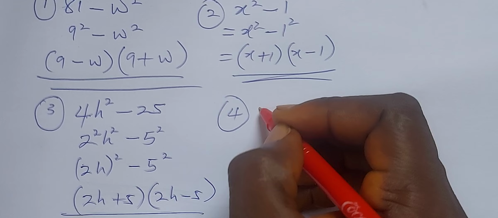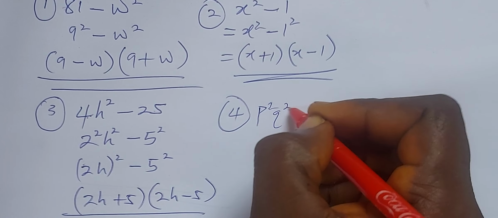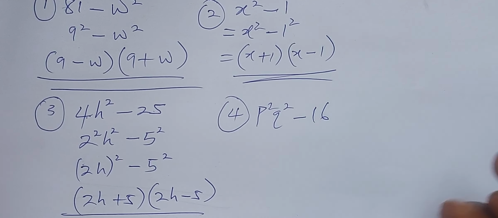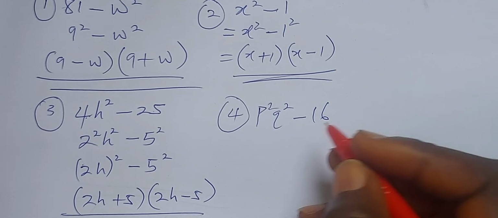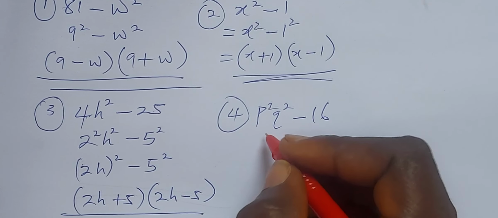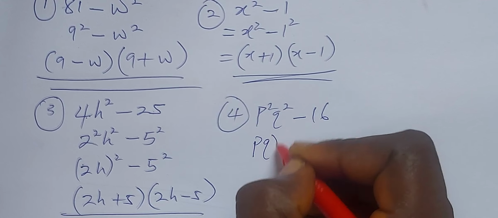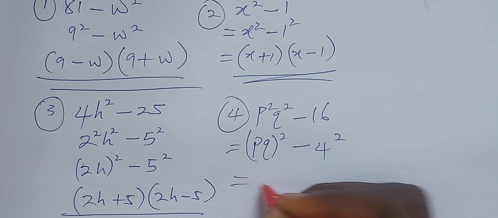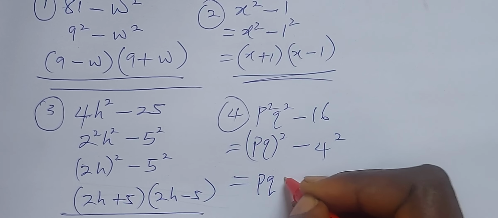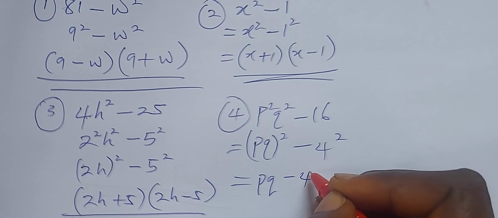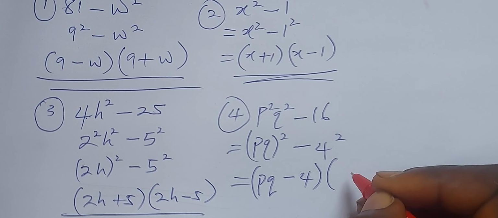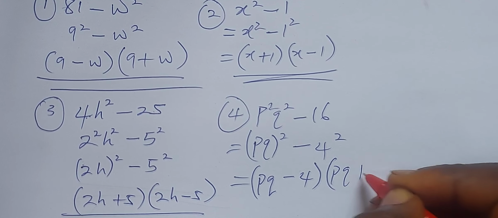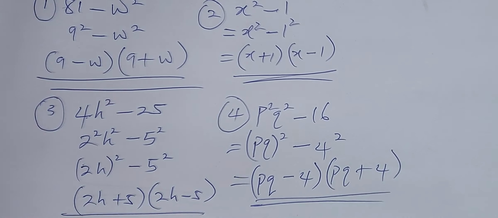We have p squared q squared minus 16. So it's similar. What will you square to have 16? That is 4. So you have p squared q squared, pq in a bracket squared, minus 4 squared. Okay? So you have pq minus 4 in one bracket, and you can write the minus side of the bracket first, then pq plus 4. That is the answer.